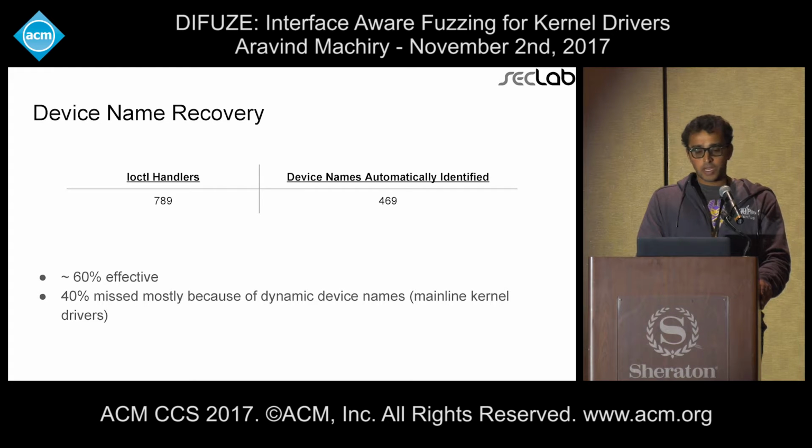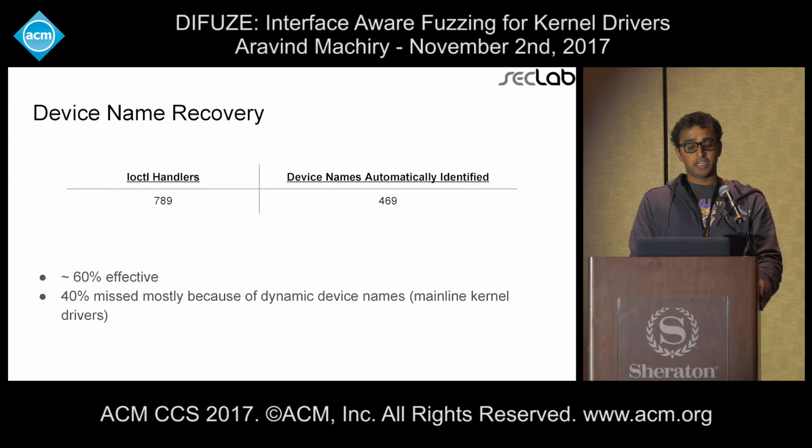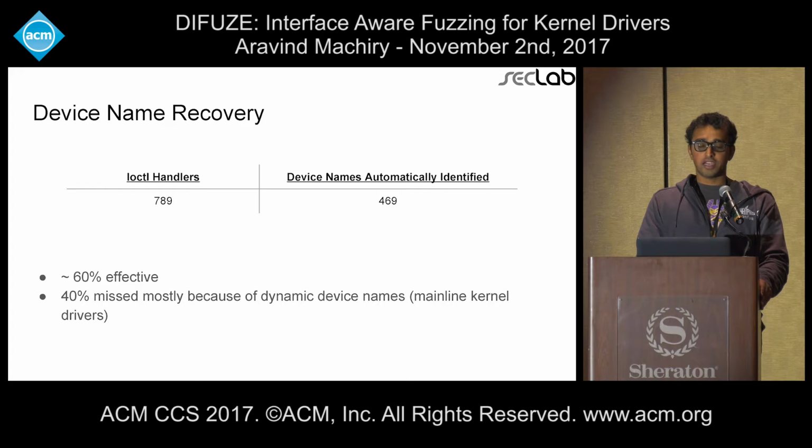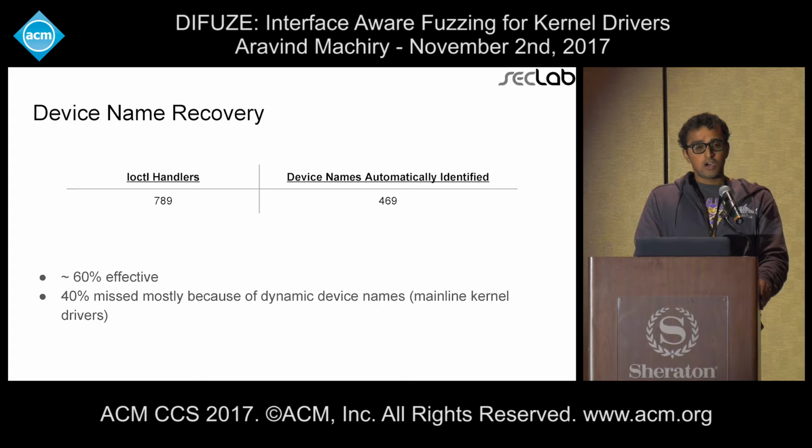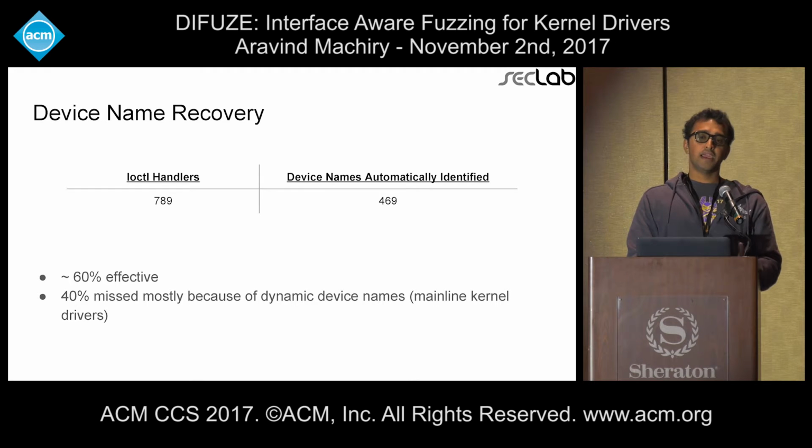Device name recovery was not that effective because of the dynamic names, as I mentioned before. Out of 789 ioctl handlers, we were able to identify device names for only 469, which is 60% effectiveness. 40% of them we missed mostly because of dynamic names. Moreover, an interesting thing is that most of these dynamic names come from the mainline kernel, which we think can be easily circumvented with a one-time manual effort for a Linux kernel, which can be applied to any Linux kernel because the mainline kernel drivers don't change much.